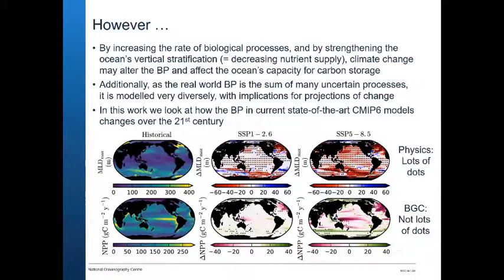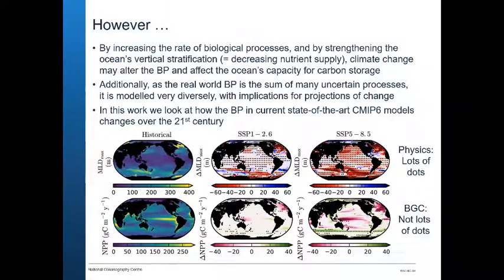So mixed layer depth is on the top there. You're seeing on the left-hand side the historical, and on the right-hand side just two scenarios. What you can see here is the little dots on the graphs show where there's agreement between the models. So the models say, yes, it's going to get deeper or shallower in these different regions. And you can see the models agree very strongly.